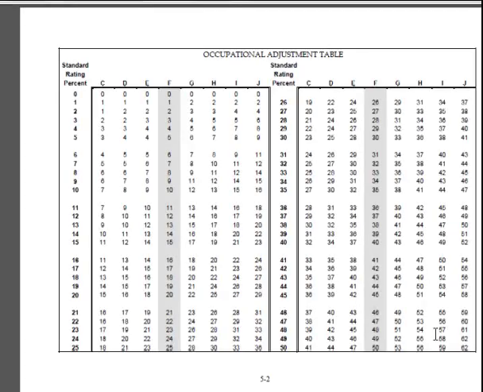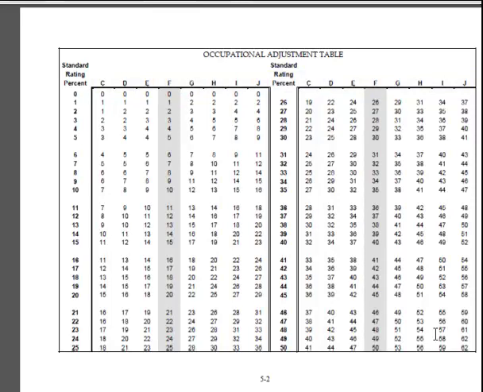The third step in adjusting for the occupation is to take the standard rating percent, which has already been adjusted for future earning capacity, and to adjust that based on the variant letter. To do this, refer to page 5-2 and 5-3 of the schedule. Locate the standard rating percent in the left-hand column or in the middle column. Then move across the row to the column with the variant labeled at the top of the table. The intersection of the rating and the variant letter is the rating adjusted for occupation.